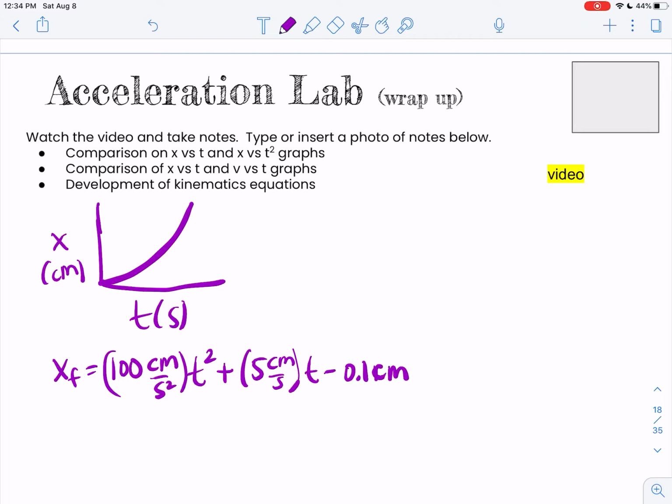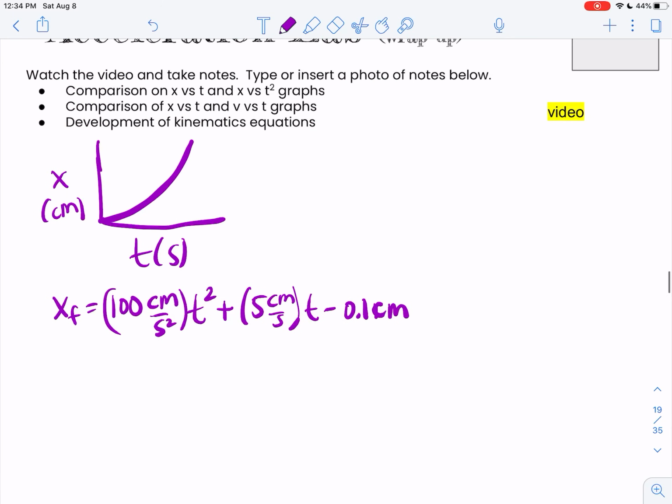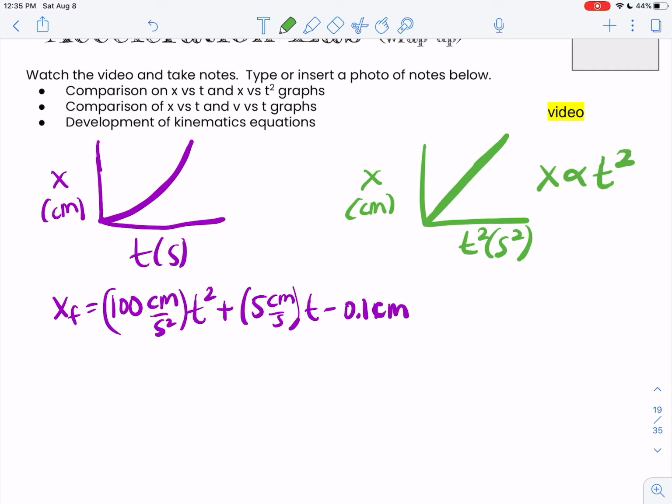When you linearize your graph, this is how we used to have to do it in the old days when we didn't have computers to curve fit it. I'm not even kidding. That's how you get it so you can calculate the slope. What you're trying to find is the proportional relationship here. Here, x is going to be directly related to time squared, assuming it starts at 0, which is pretty close.